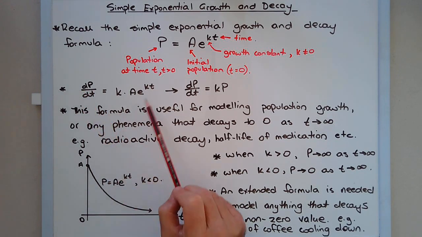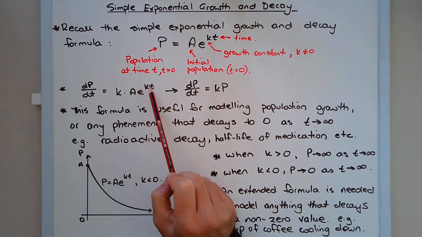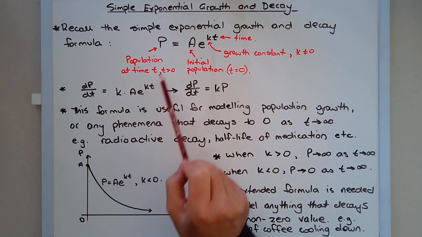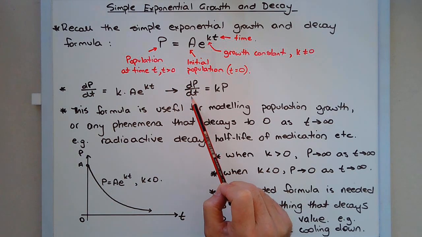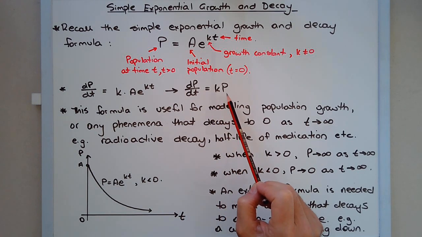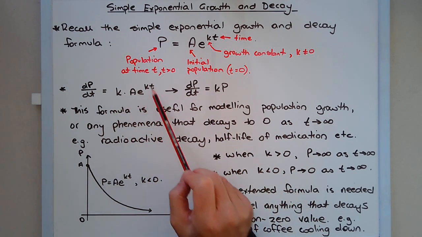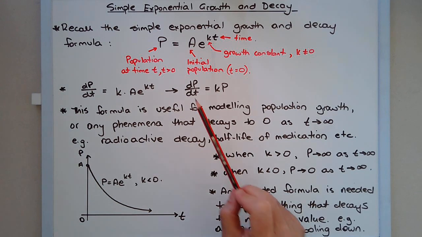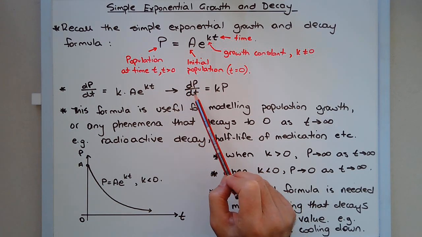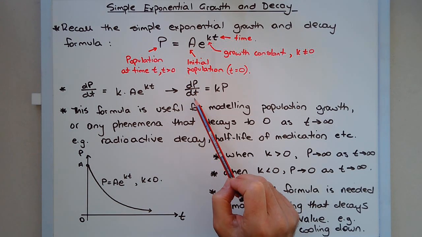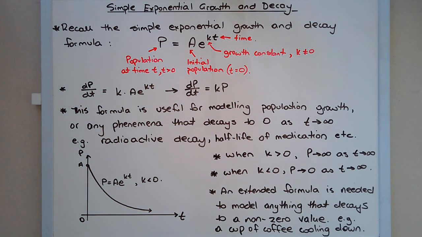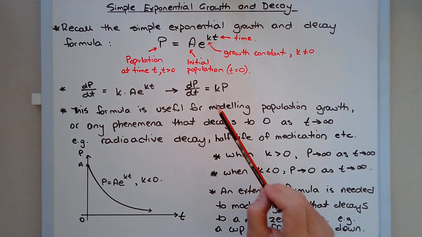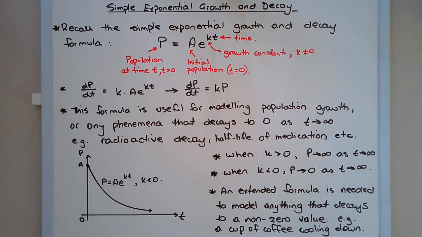Now notice that the derivative involves this term A e to the kt, and A e to the kt is just equal to P. So we could write dP/dt as dP/dt equals k times P rather than k A e to the kt. So we can see here that the derivative, or the rate of change of population with respect to time, is proportional to the value of the population at that point in time. So we could think of k as the constant of variation, or the constant of proportionality.